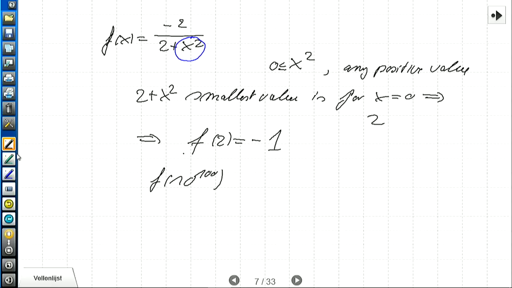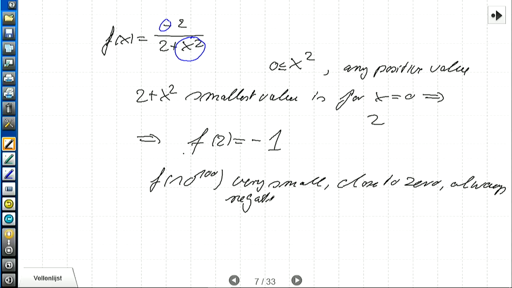What happens? Look at the function here. This becomes a very big number, and you divide minus 2 by something very big. So this becomes very small, close to 0, but look at the sign here. It is always negative. From that we conclude we have a function that at the point x equals 0 is minus 1.